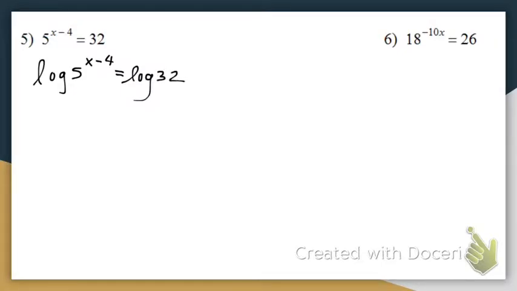Step 3, get rid of that exponent. Let's bring that exponent down front using the reverse power rule just like we did before. This time we're going to bring x minus 4 down all together. Let's take the whole thing down front. And let's rewrite this together. So we have x minus 4 times log of 5 equals log of 32.